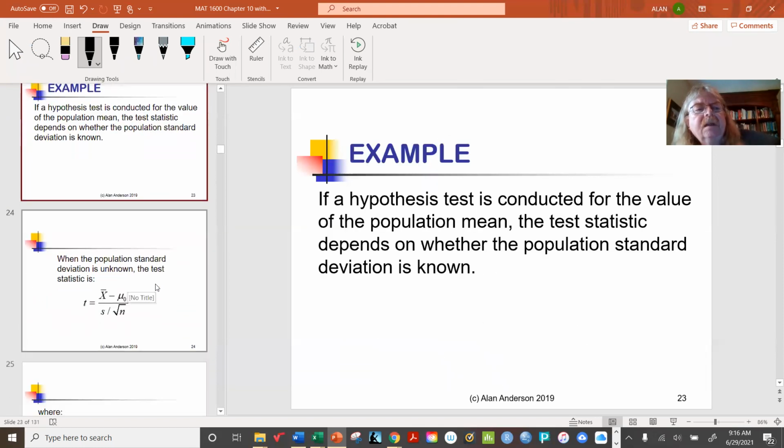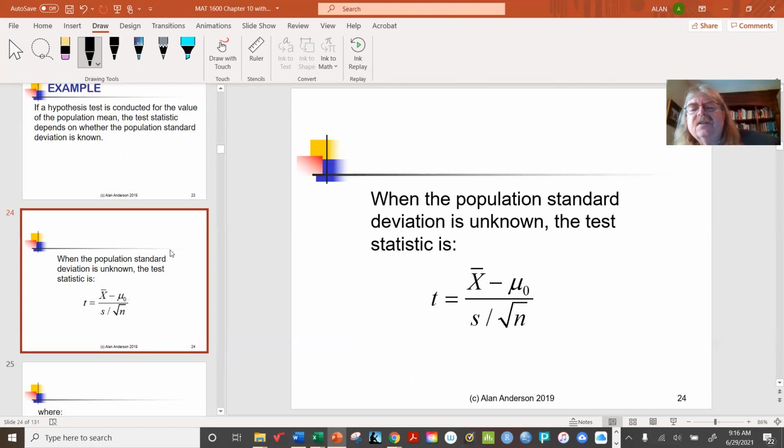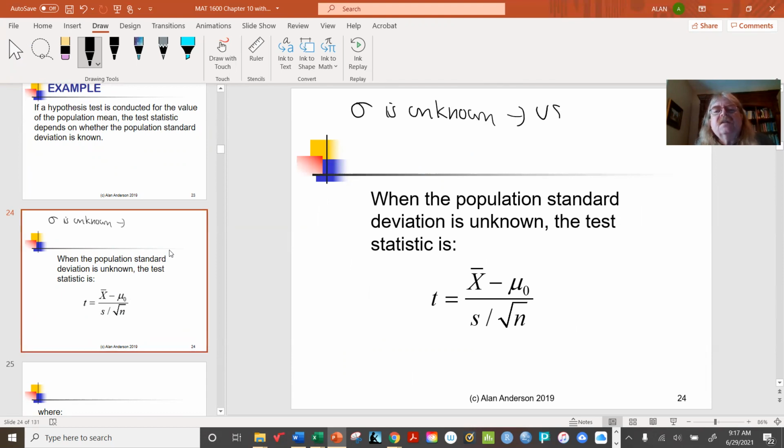Okay, so if the population standard deviation is unknown, just like in chapter 9, we're going to use the sample standard deviation and we're going to use the t-distribution. So remember how this works. Sigma is unknown, use t. Sigma is known, use z, the standard normal.